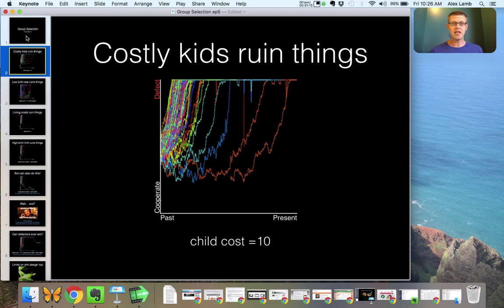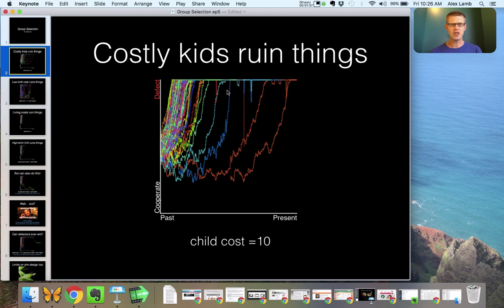Well, what I can tell you, ladies and gents, is that costly kids ruin things. I don't know if you remember from previous episodes, but we had a setting in our simulation that determined how much it cost an agent in the sim to produce offspring. And we set that value to a comedically low amount. When we ramp that number up, something strange and horrible happens.